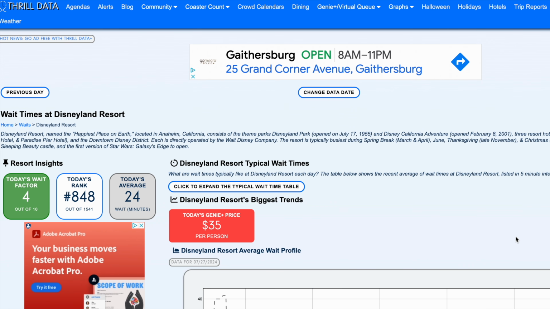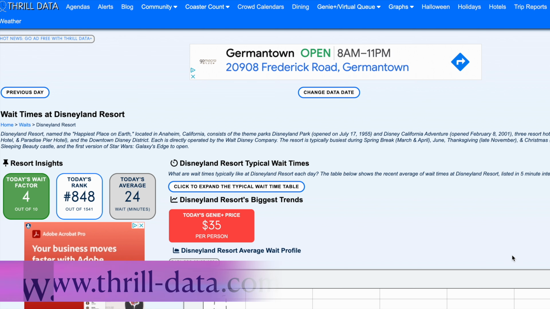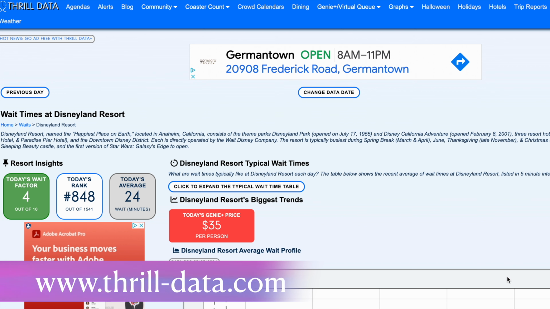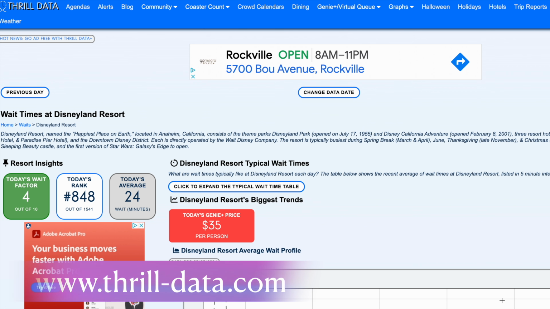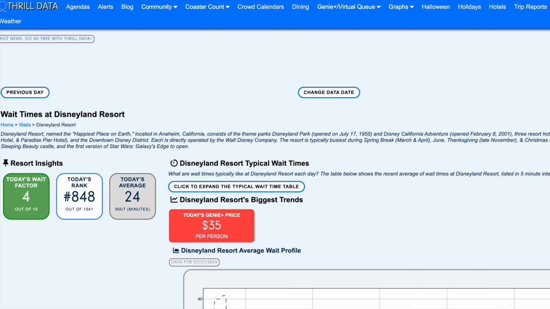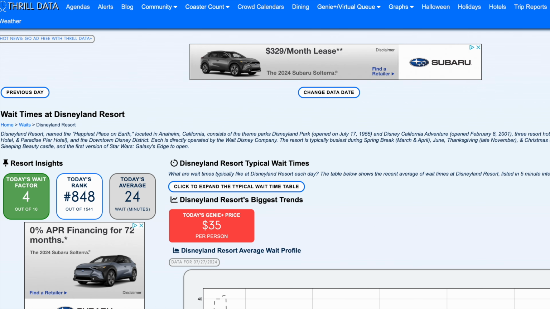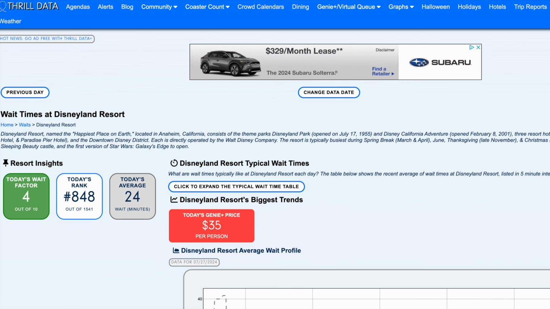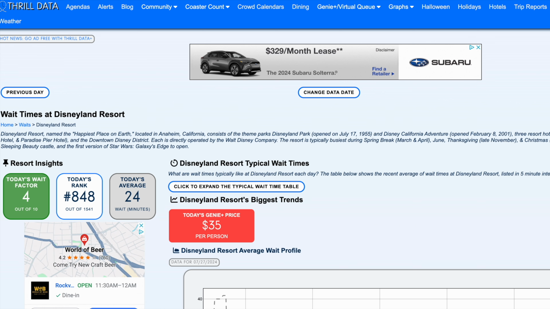Sarah, and I am going to show you how I use Thrill data to plan for my Disney trips. And I've used this many times when I've gone to Disney World, but I'm going to be going to Disneyland in 2 weeks, and I'm really not as familiar with Disneyland. We've only been there once, and it was years ago. So this is going to be really helpful for me because I don't have as much knowledge about Disneyland.